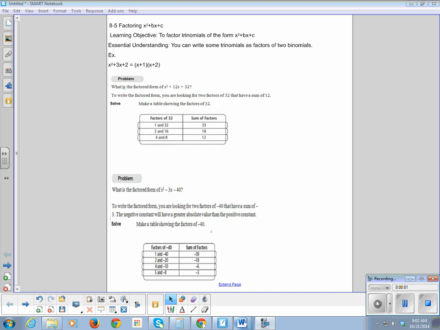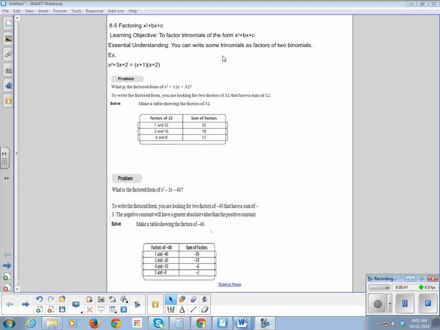All right, so 8-5 notes. 8-5 is factoring x squared plus bx plus c. And our learning objective is to factor trinomials of the form x squared plus bx plus c. So one thing I want you to note is there's no number, no coefficient in front of x squared.